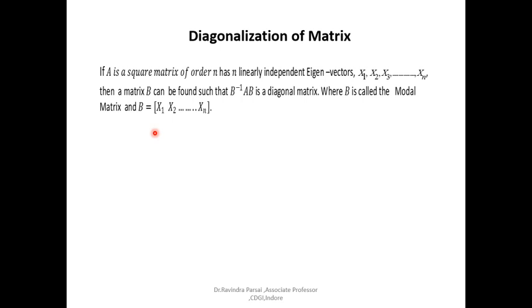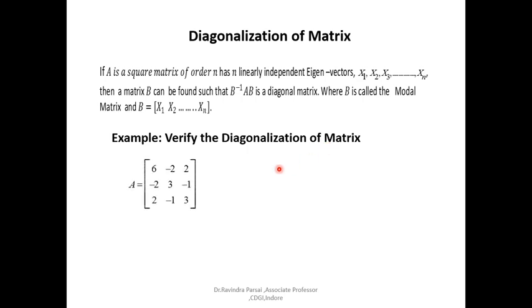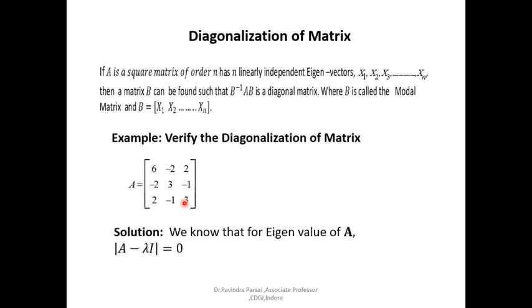Let me understand this by an example. The question is asked this way: verify the diagonalization of the matrix 6, -2, 2; -2, 3, -1; 2, -1, 3. So our first objective is to find the eigenvectors of this square matrix. Before this we will first find the eigenvalues of the matrix.